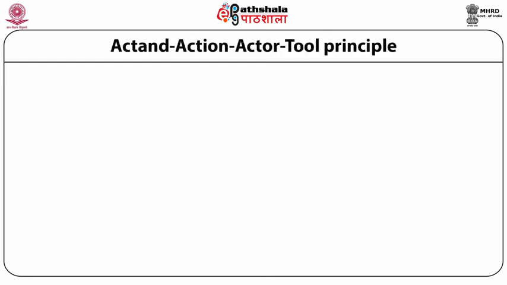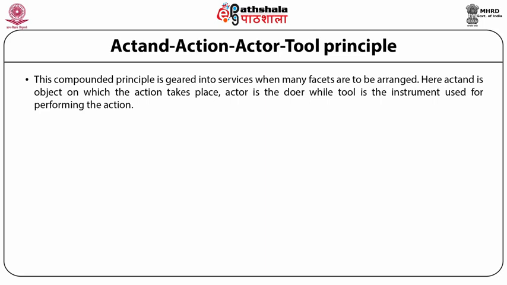Act, actant, actor, tool principle. This is a complex principle comprising two or more of the already stated principles of facet sequence. This compounded principle is put into service when many facets are to be arranged. Here, the actant is an object on which the action takes place. The actor is the doer, while the tool is the instrument used for performing the action.